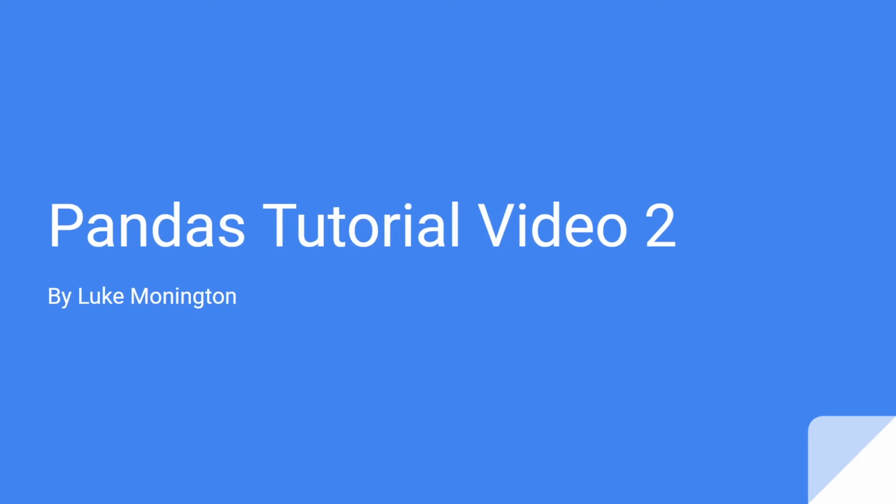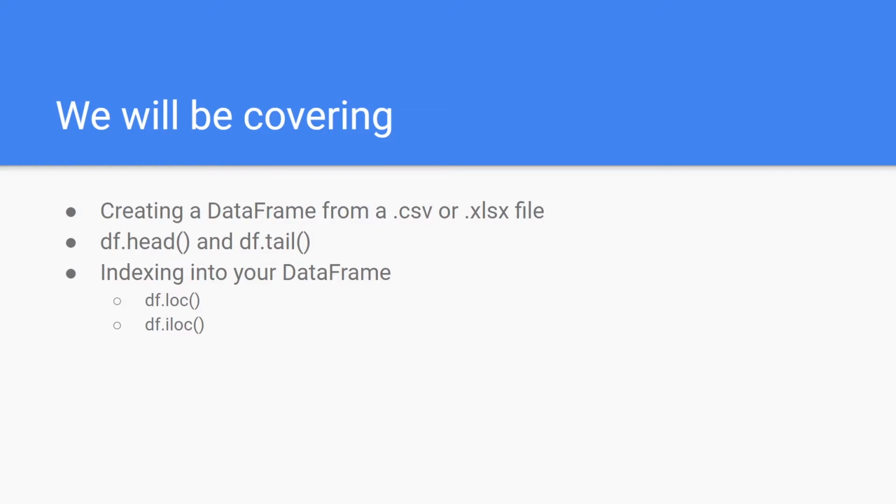My name's Luke Monington, and in this video I'm going to be explaining more of the Pandas library. I'll be describing different ways to pull a data frame into your project, such as by reading a .csv file or an Excel file. Also, I'll be introducing a function that allows you to look at the first or last few rows of a dataset. Finally, I'll be describing different ways to index into your data frame using df.loc and df.iloc.